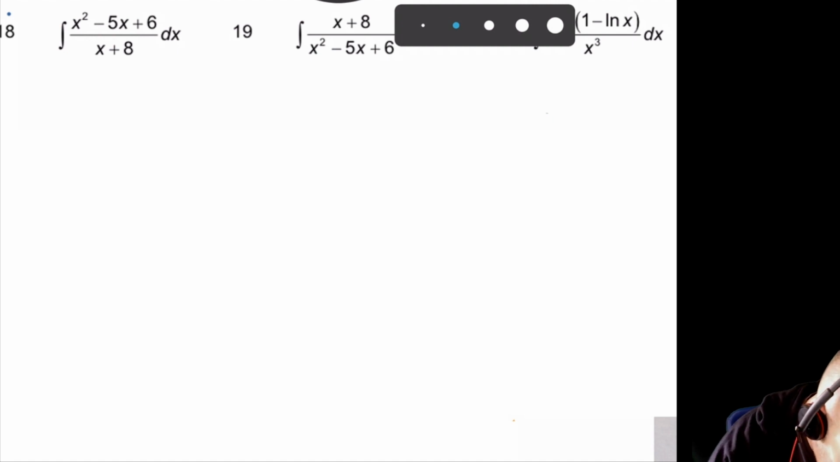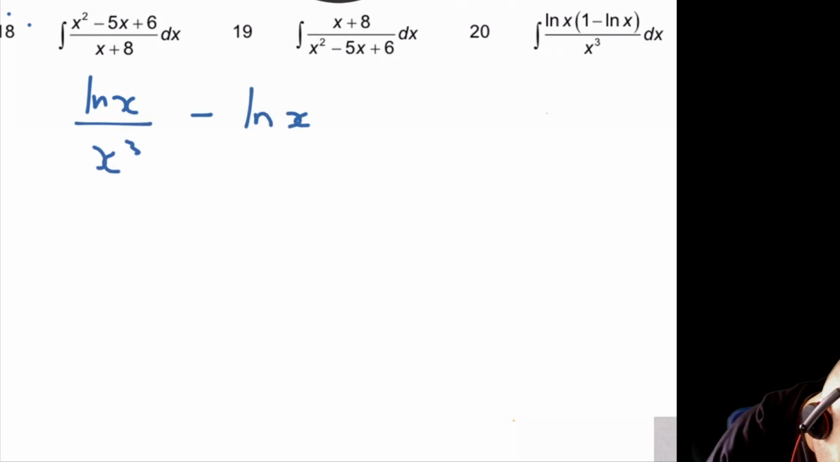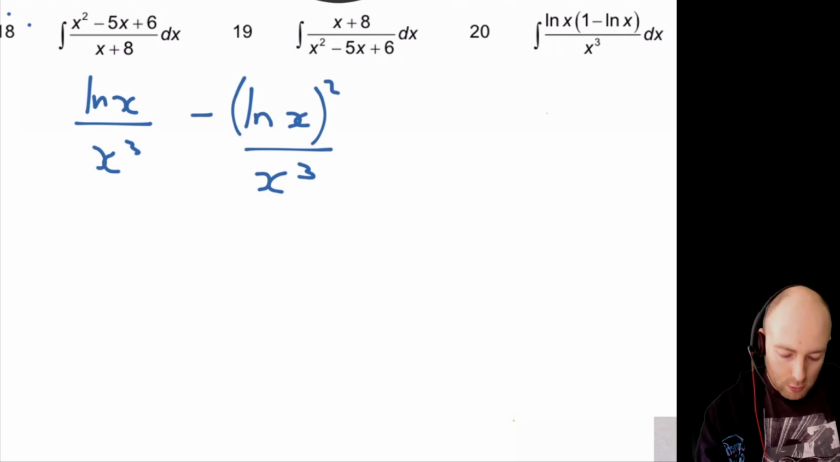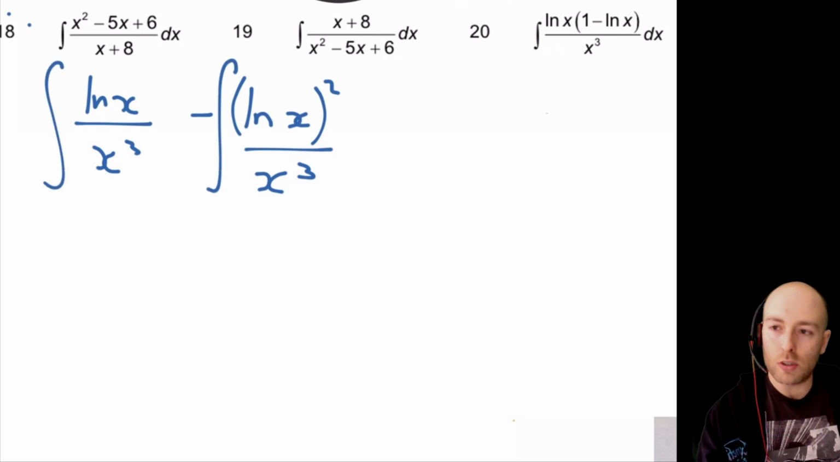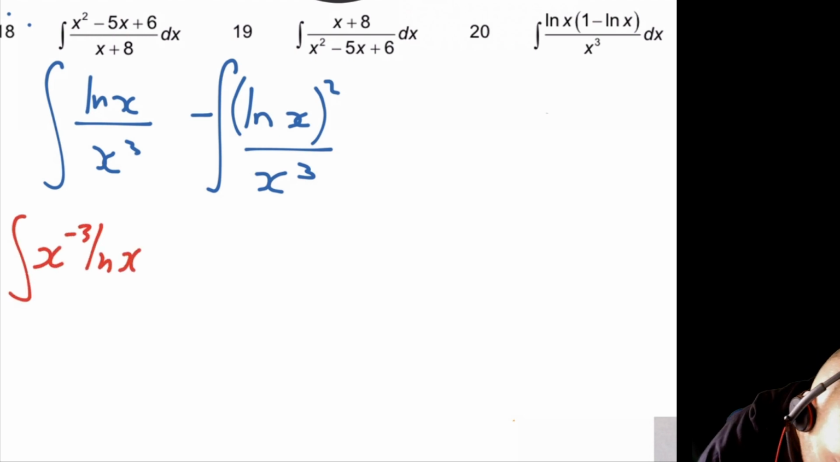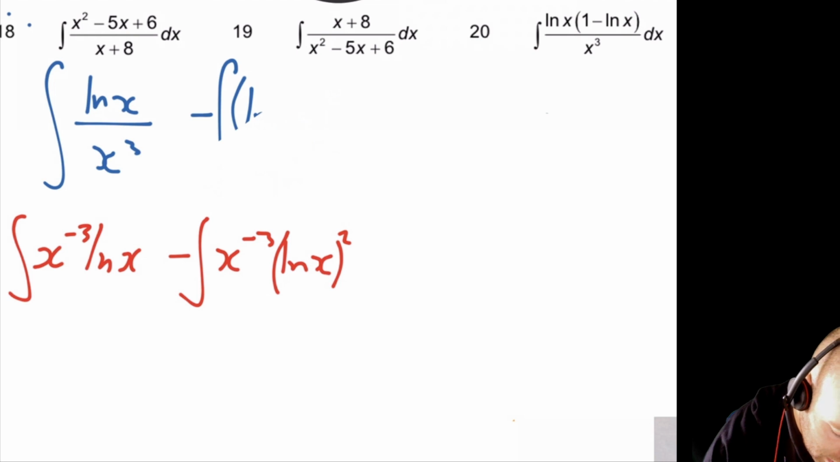So we're going to basically just split the integral straight away into ln x over x cubed minus ln x all squared over x cubed. So I've expanded the brackets to get ln x minus ln x squared and divided both by x cubed. So basically we can turn this into two separate integration questions and do both by parts. So we're basically talking x to the minus 3 ln x minus x to the minus 3 ln x squared. So both of these need to be done by parts.